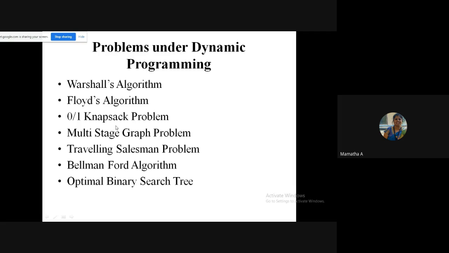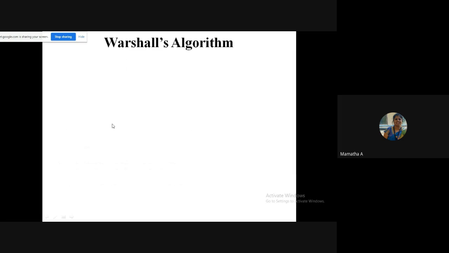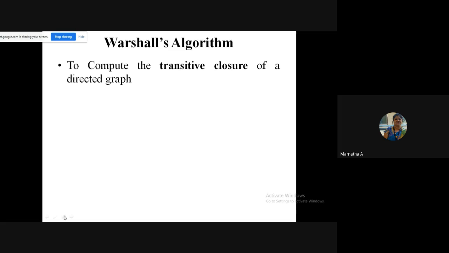Okay. So moving on to Warshall's algorithm. I'm just giving you the introduction to it. What is this Warshall's algorithm? Warshall's, Floyd, Bellman-Ford, they are all named after their inventors. Okay. So what does Warshall's algorithm do? Very simple. It computes something called the transitive closure of a directed graph.